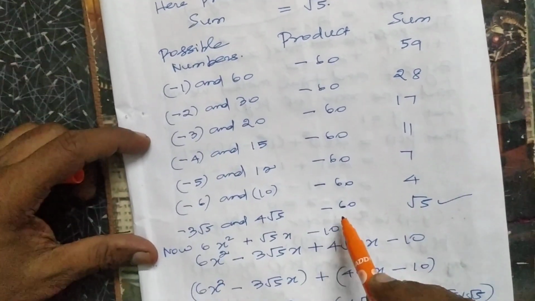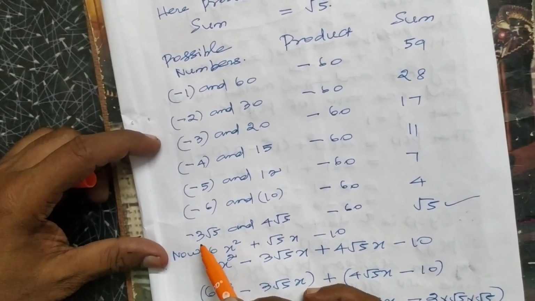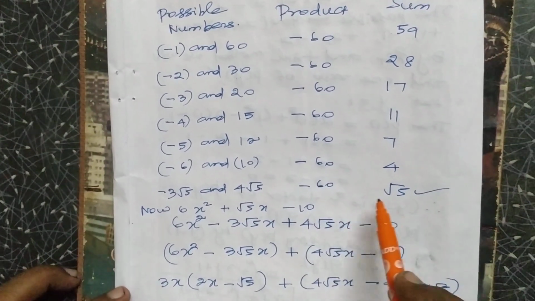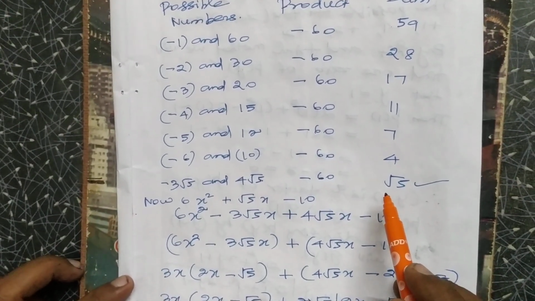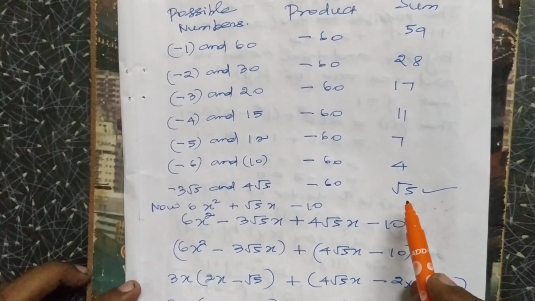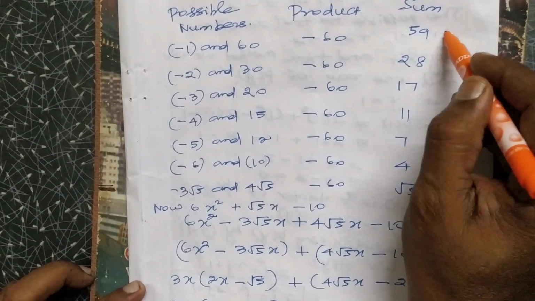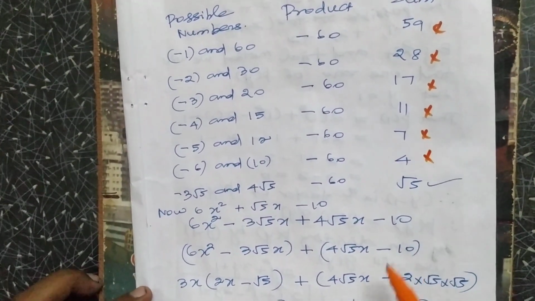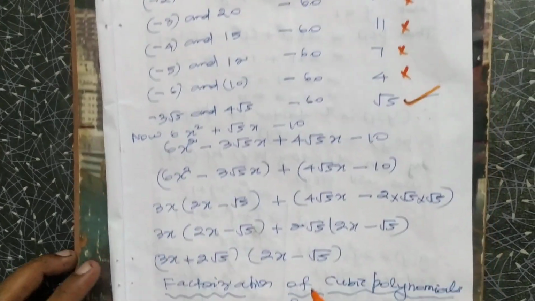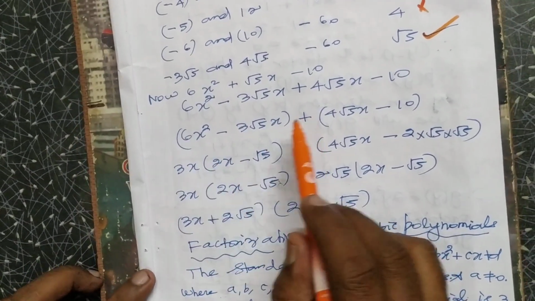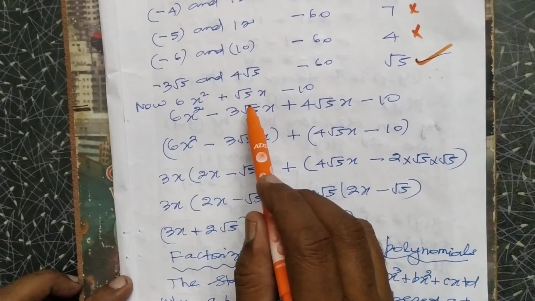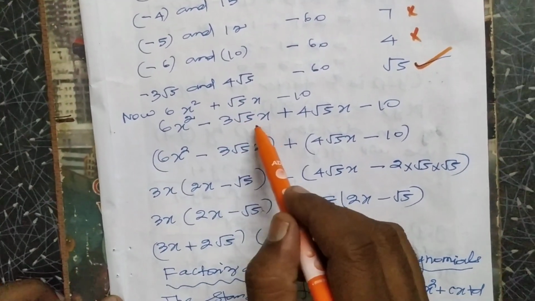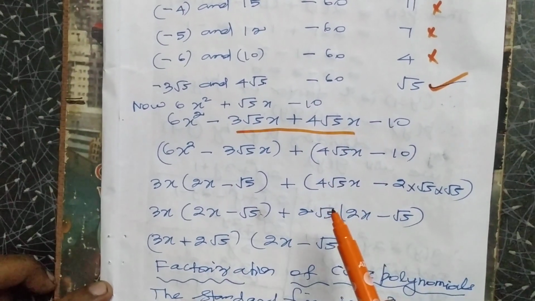When you are multiplying plus into minus, minus, 3 fours are 12, root 5 into root 5 is 5, so 12 5s are 60. When you are adding 4 root 5 plus minus 3 root 5, it is 1 root 5. Therefore the other terms will not be possible. Only this is the possible term. Now splitting the middle term: 6x square plus 5 root 5x minus 10, where 1 root 5 can be written as minus 3 root 5 plus 4 root 5x.